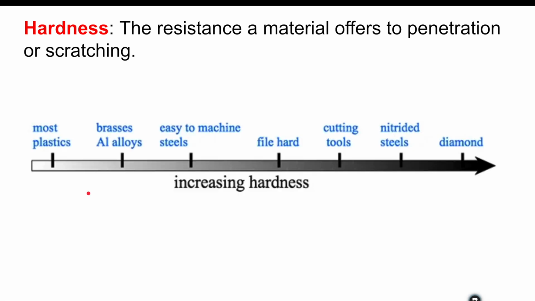When we think of hardness, we need to think about it this way, that we get increasing hardness as we go towards this side of this graph. Most plastics are here, and then we have brasses and aluminum alloys, easy to machine steels, file hard steel, cutting tools, nitrided steels, and then of course diamond.